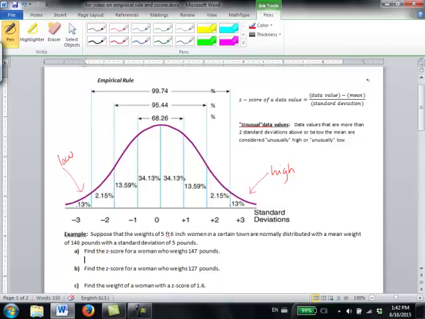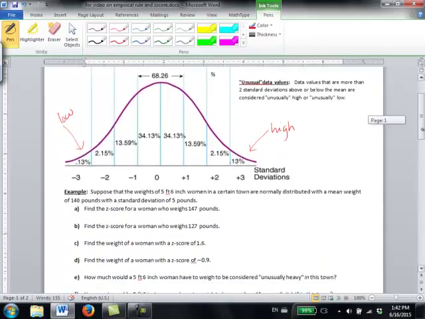Recall also that to calculate the z-score of a data value, we take the data value minus the mean, and then we divide that by the standard deviation. A z-score will tell us how many standard deviations a data value is from the mean. So we're going to do an example.